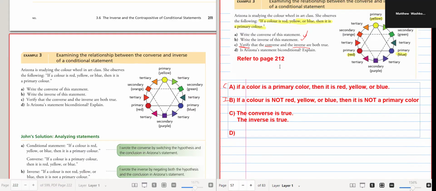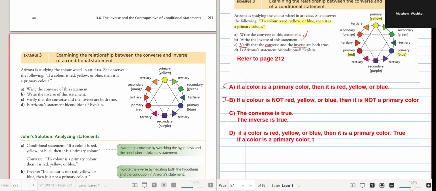So her statement was if a color is red, yellow, or blue, then it is a primary color. Now, is that true? Yes. So now let's reverse it. If a color is a primary color, then it is red, yellow, or blue. That's also true. So the statement is biconditional.